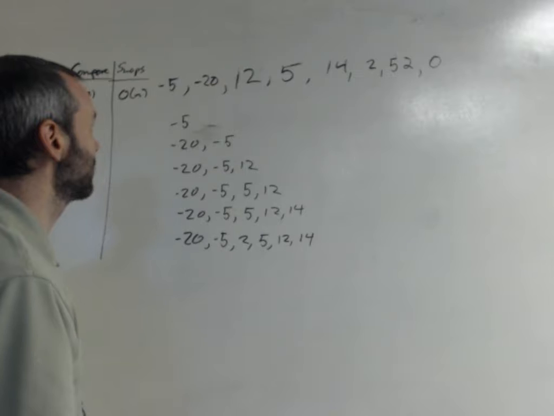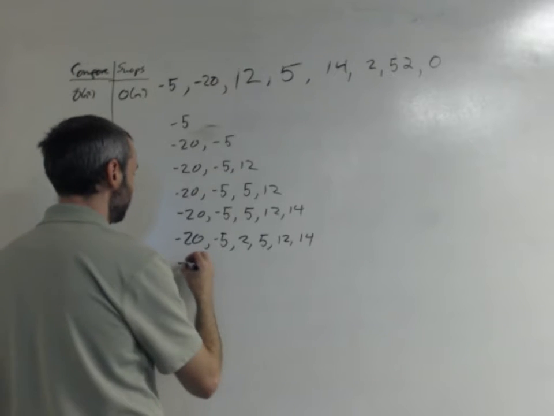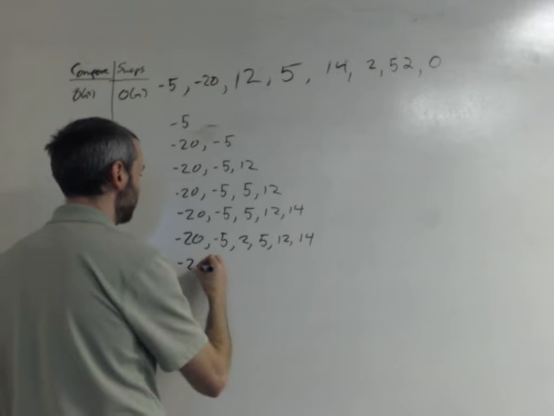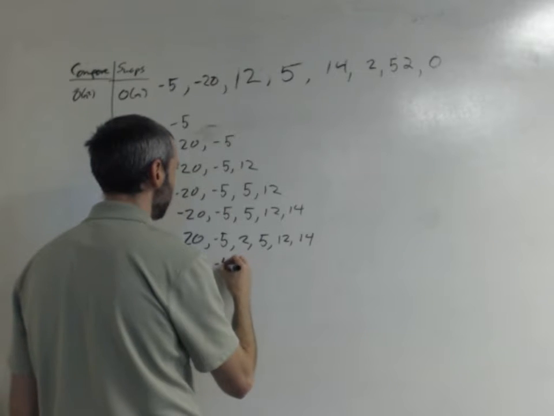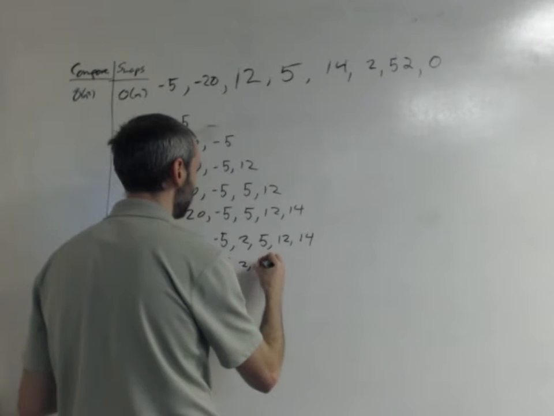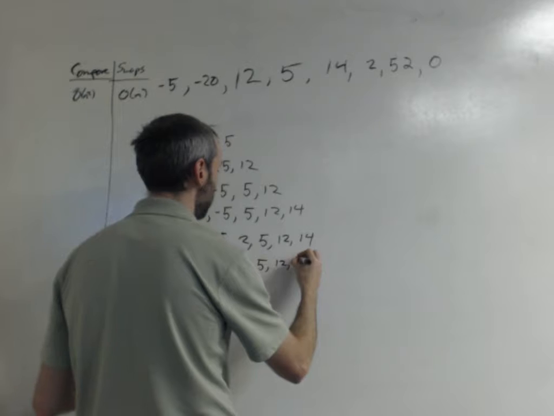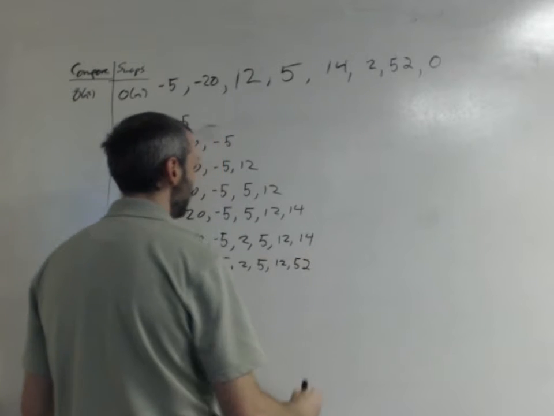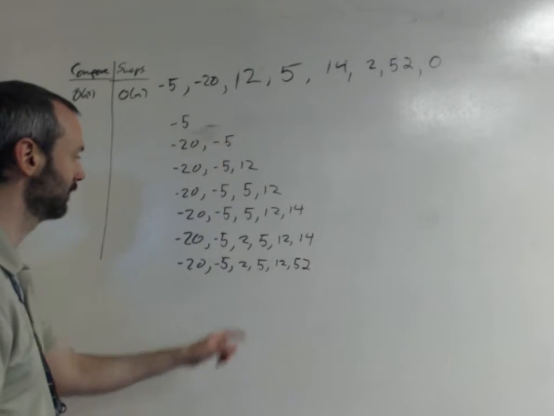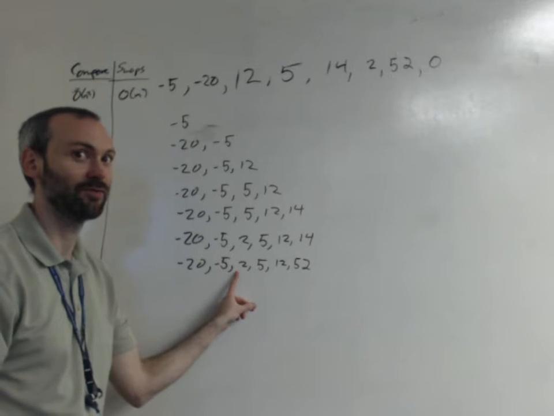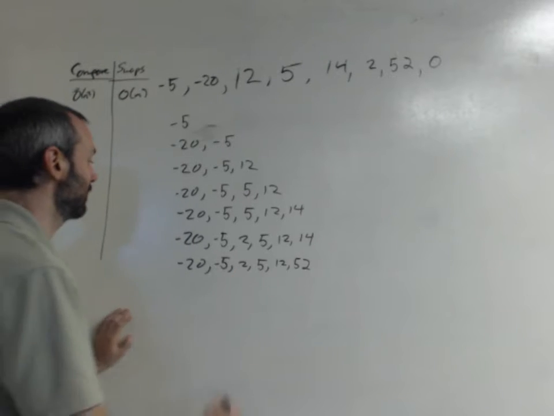Great. And what was next? The 52? Where's that go? The very end. And then 0. After -5. Right. Again, which data structure would be better for this? Linked list. Okay.